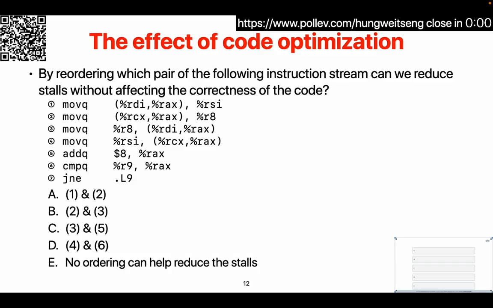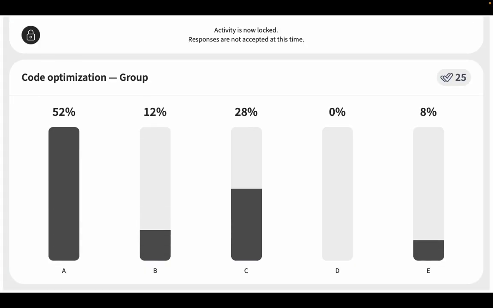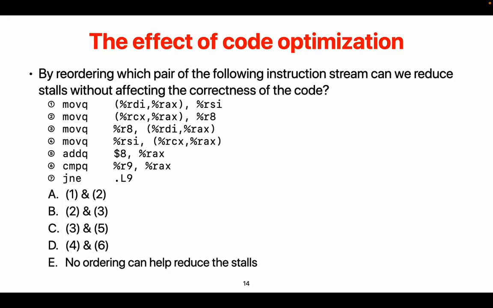All right, let's take a look. After discussion, more of you think the answer is A. There are still some of you who think the answer is C. So first of all, if I try to reorder 3 and 5, would that help us reduce stalls but still make the code correct?